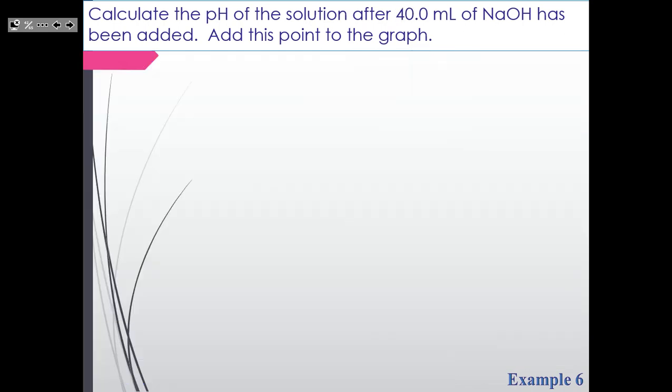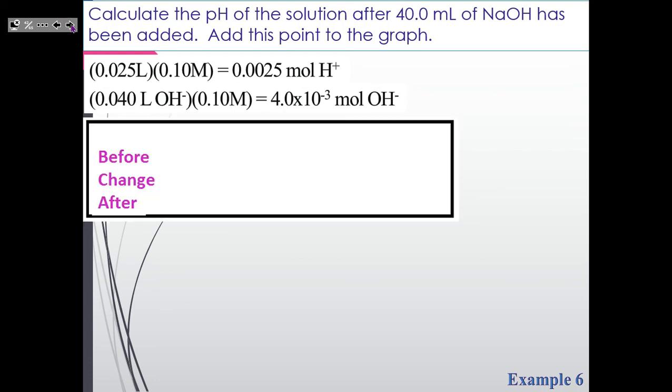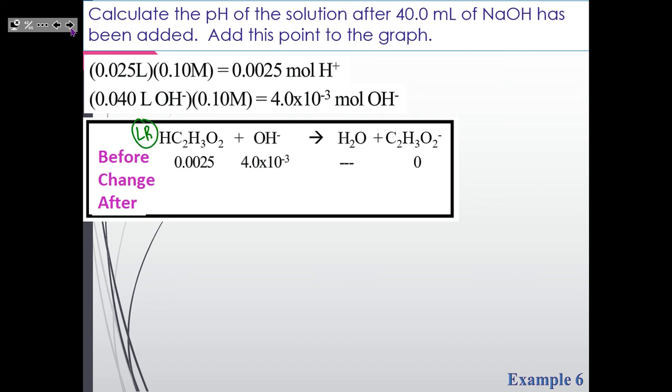Okay, let's go ahead and plot our last point. We have reached the equivalence point. It took 25 mils. Now we're adding 40 mils of NaOH, which is way past the equivalence point. So let's go ahead and see what happens. Remember, we're still adding acid to base, so we still need to calculate our moles of acid and base. We need to set up our BCA table using the same weak acid to hydroxide equation. We're going to plug in our moles of H and OH, and what you're going to find is that now is the time when acetic acid becomes the limiting reagent.